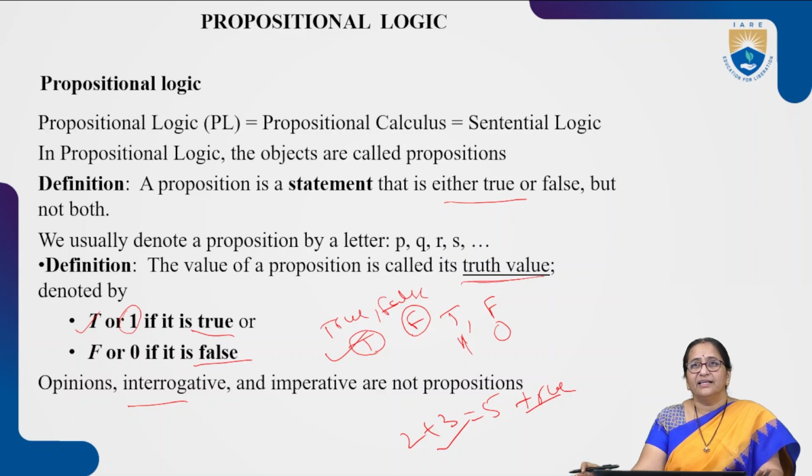Today is Sunday, that is a proposition. Today is Monday, that is a proposition. Like that, we are declaring one sentence. That is a statement, but it may be either true or false. In some cases it may be true, and in some cases it may be false. Such types of statements are called propositions.